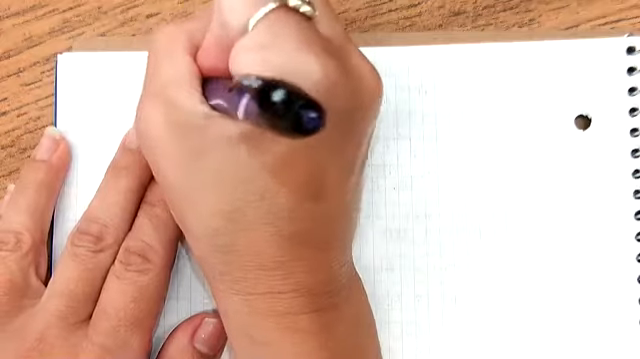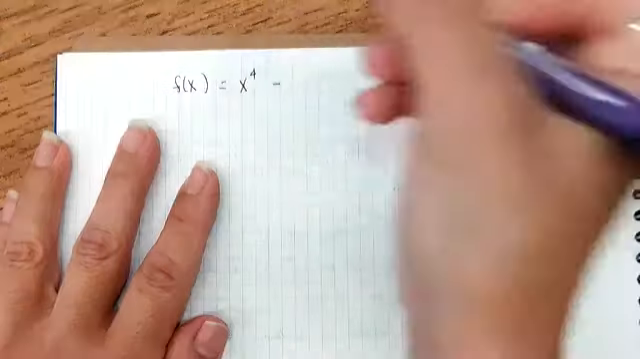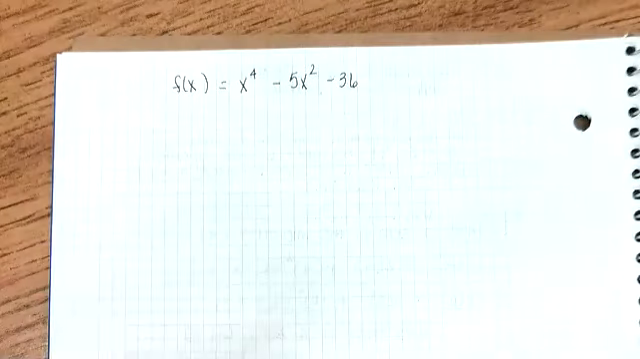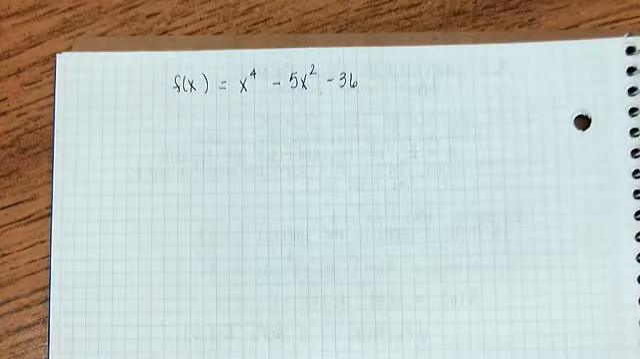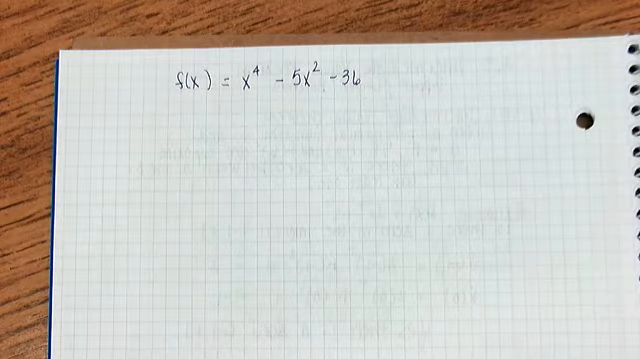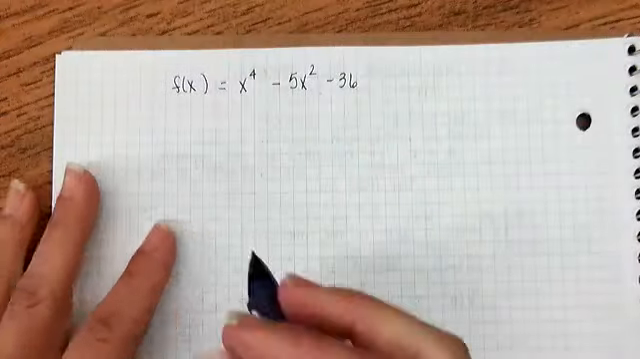Okay, so I'm going to give us a function, and we're going to go through the whole thing with Descartes and this whole thing with upper bounds and lower bounds. So I'm going to give you the function x to the fourth minus 5x squared minus 36. Before I do all of Descartes and everything else, you can solve this problem without having to do any synthetic substitution at all. You can factor this. So I'm going to show you that first, but then we are going to do the whole Descartes thing.